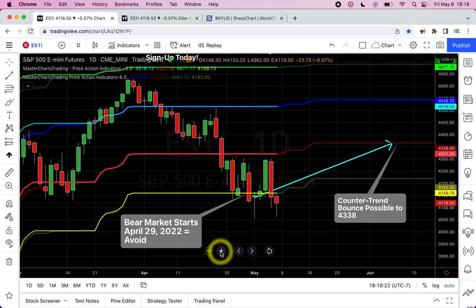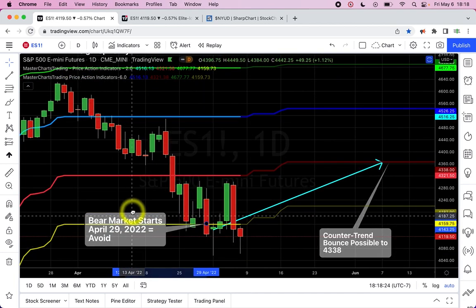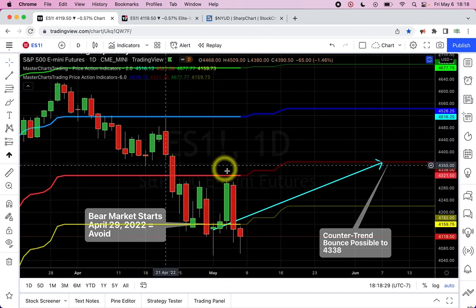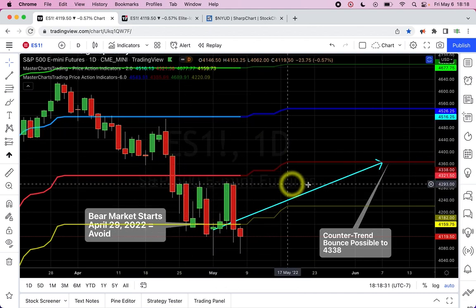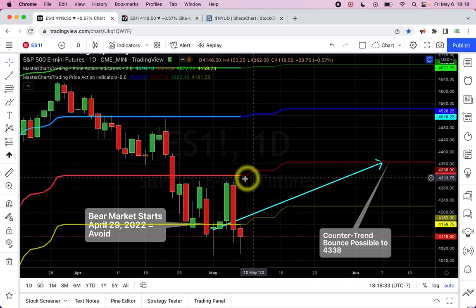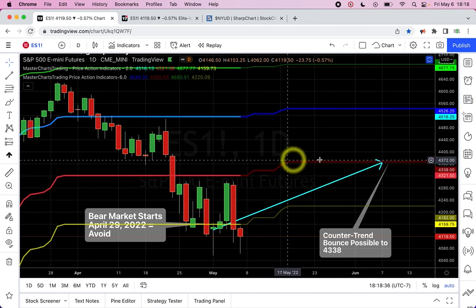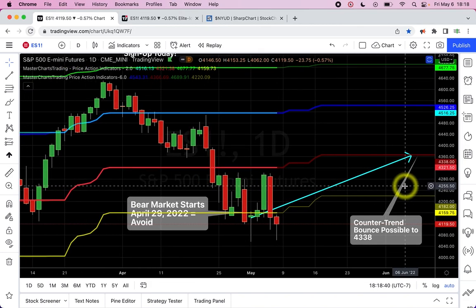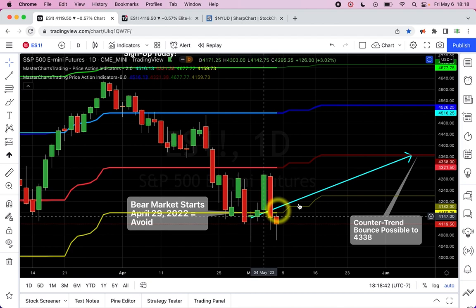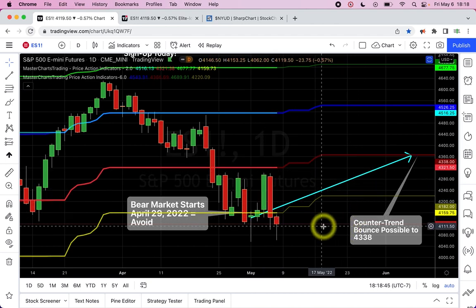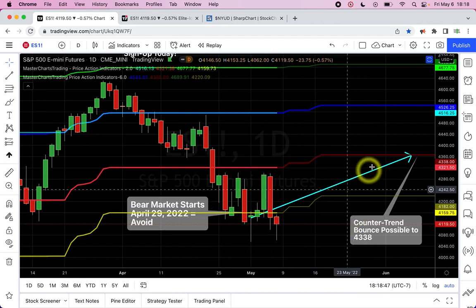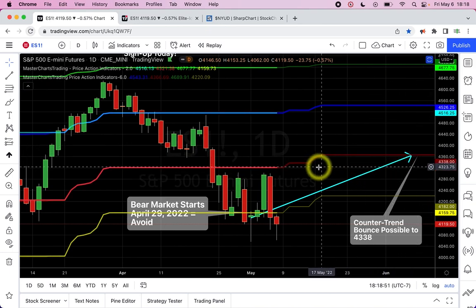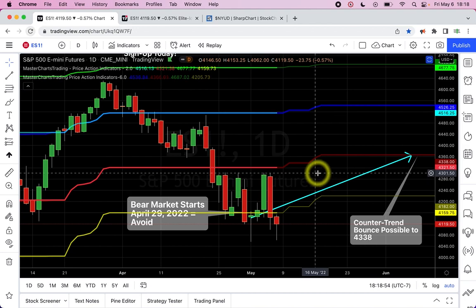Where can it go? So I just turned on my experimental 6.0 version. They project indicators into the future, and you can see that the indicator lines kind of curve up a little bit, and the magic number is, I'm reading it right off the chart, 4338 for S&P 500. So I think it's very possible that we're going to bounce, but if we get to this level at 4338, the red line, I would be thinking about selling it.